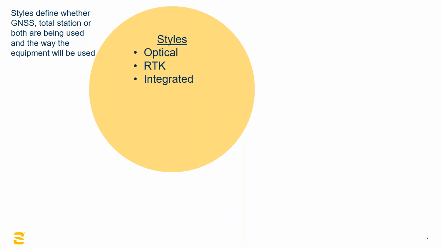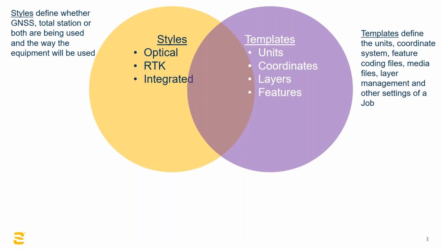So I might have another one here that says post-processing if that were a part of my landscape as far as the way I use GNSS. So styles very broadly define the equipment that will be used and how it will be used. And that's combined with templates. And a template is attached to every job, and it defines these things that you see here.